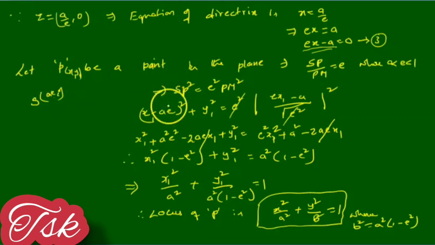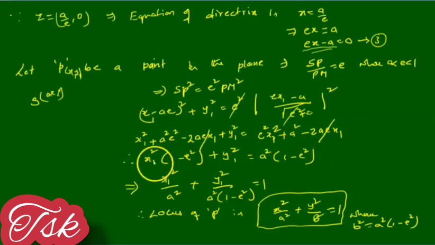Since S is (ae, 0), the distance from S to P is (x1 minus ae) whole square plus (y1 minus 0) whole square, equal to e square into the perpendicular distance from P to the directrix, that is, modulus of (ax1 plus by1 plus c) by root of a square plus b square, whole square, which is PM square. Here ax1 is x1, by1 is 0, c is minus a by e, a square is 1, b square is 0. The root of 1 is 1, and since the square is there, e square gets cancelled, remaining with x1 square plus a square e square minus 2ae x1 plus y1 square is equal to e square x1 square plus a square minus 2ae x1.